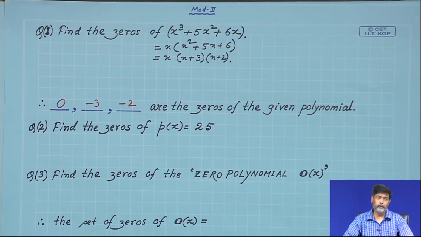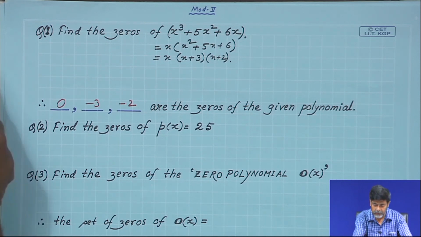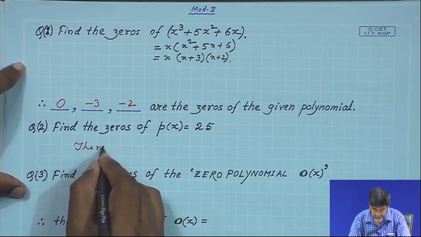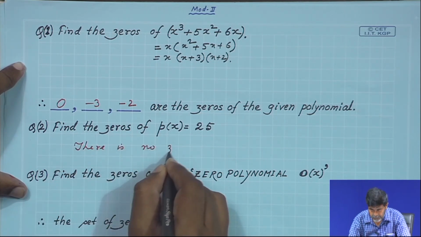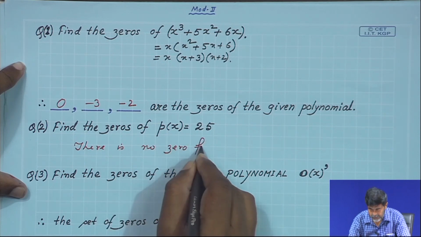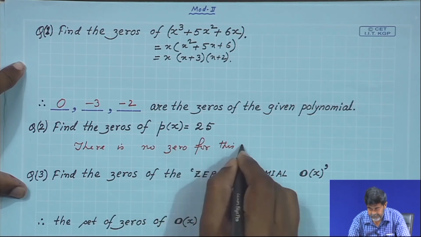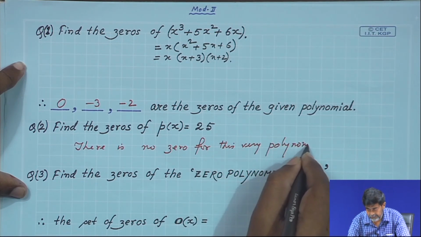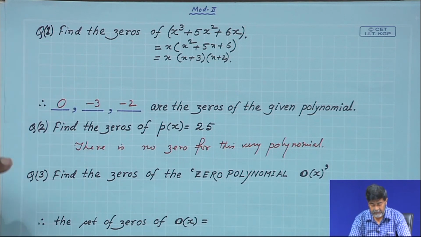Therefore, our conclusion should be, complete my sentence. There will be no number that can make this polynomial equal to 0. Very simple, there is no zero for this polynomial. There is no zero for this very polynomial. Am I right? Yes, sir.